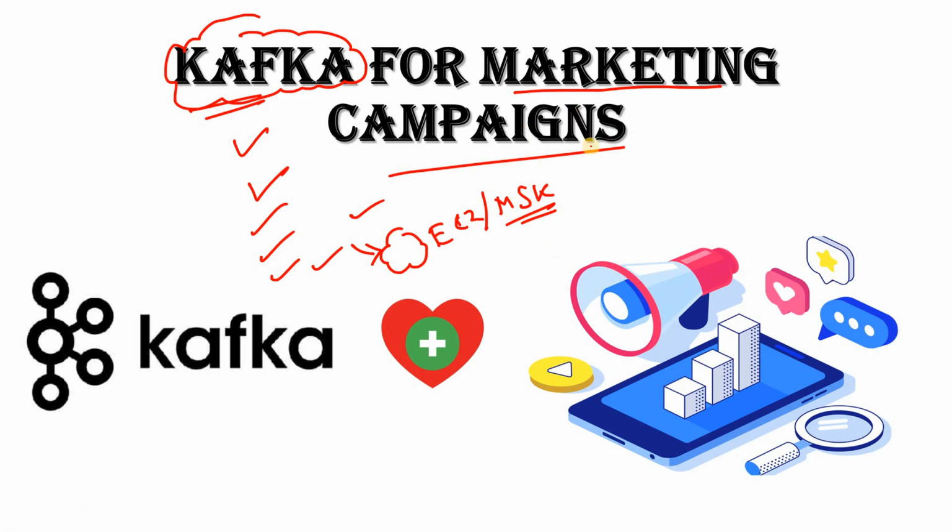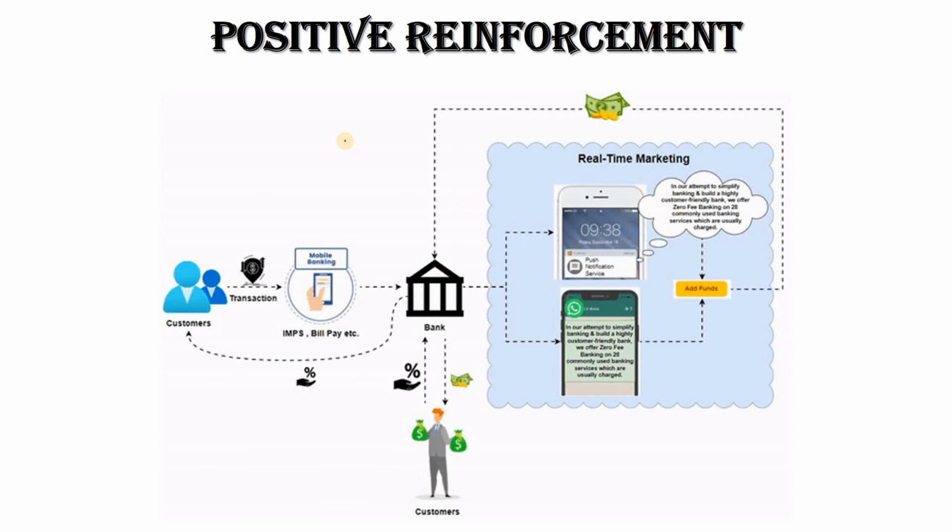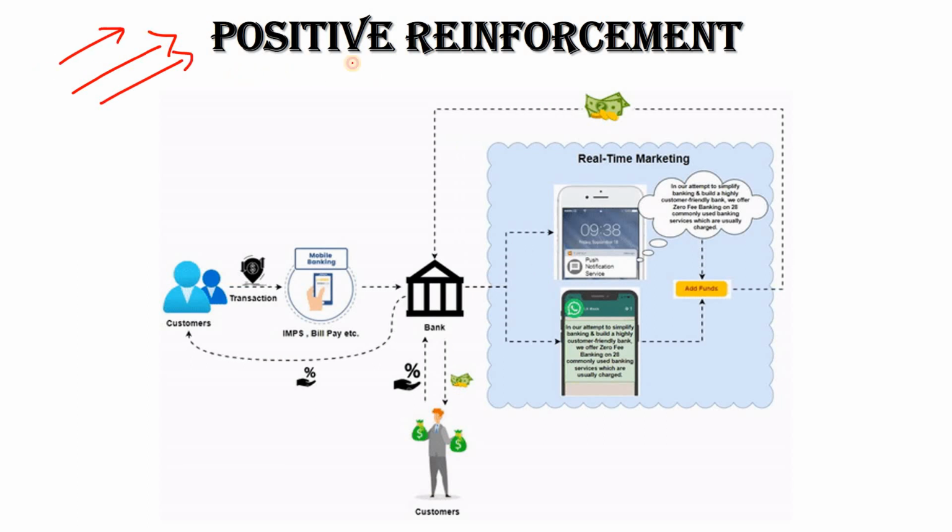And now today we are going to discuss one practical usage of Kafka for running marketing campaigns. This is basically one use case of Kafka in the ad tech industry, that is where advertisement is done using technology. How Kafka helps there, let us try to understand with one scenario. Today we are going to discuss one use case of marketing campaign that can be termed as positive reinforcement. What is that?